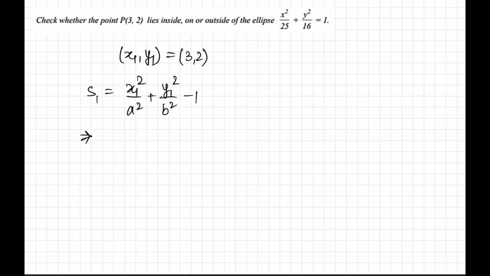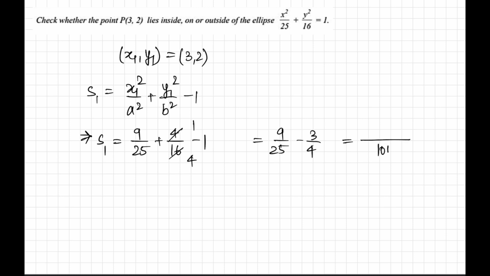So this gives us S1 equals, the value of x1 is 3. So 3 square is 9 by a square, which is 25, plus y1 square will be 4 by 16, minus 1. So this clearly becomes 1 by 4. So 9 by 25 minus 3 by 4. If we take the LCM and simplify, this will become 100. This will become 36 minus 75.